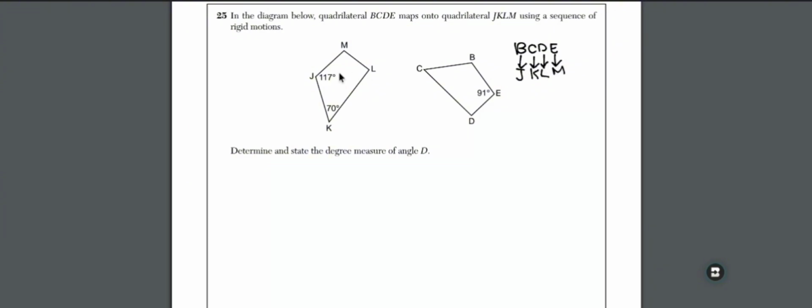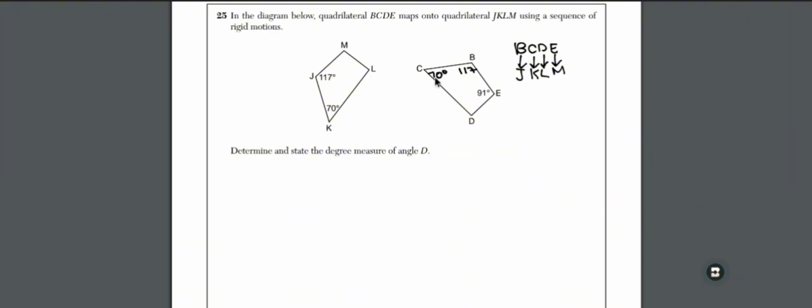So right here, we need to find the measure of angle D. So I know angle J and angle B are congruent. That means angle B is 117 degrees. And I know that angle C is congruent to angle K, and since angle K is 70 degrees, I know that C is also going to be 70 degrees.